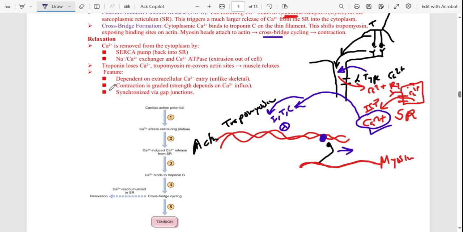Very, very important. And take note that in cardiac muscle, you need calcium from the outside of the cell. And because cardiac muscles have got gap junctions, if one cardiac muscle contracts, its action potential can spread to the next cardiac muscle and then also contract, and we call that a syncytium. Does that make sense now? Is that okay?